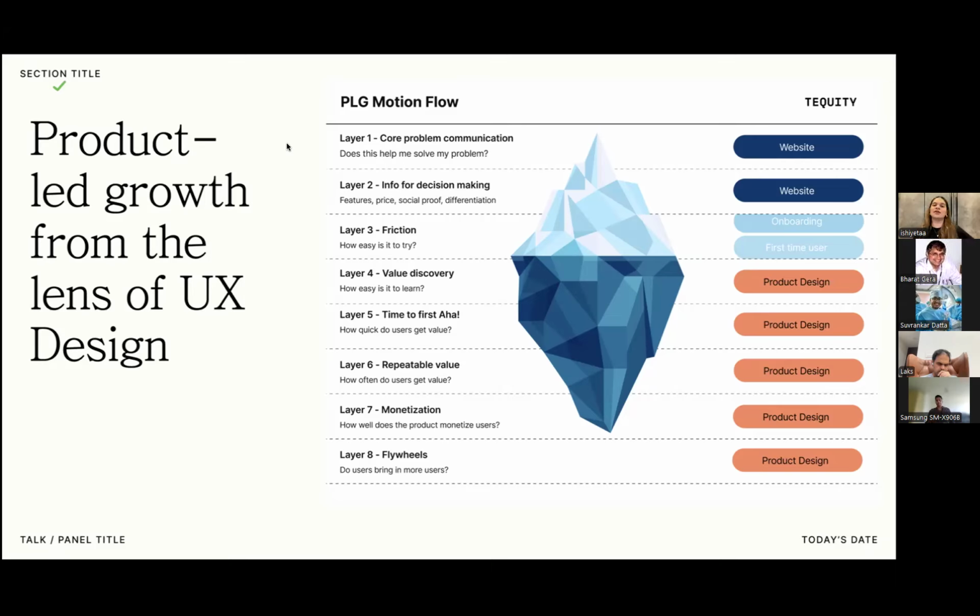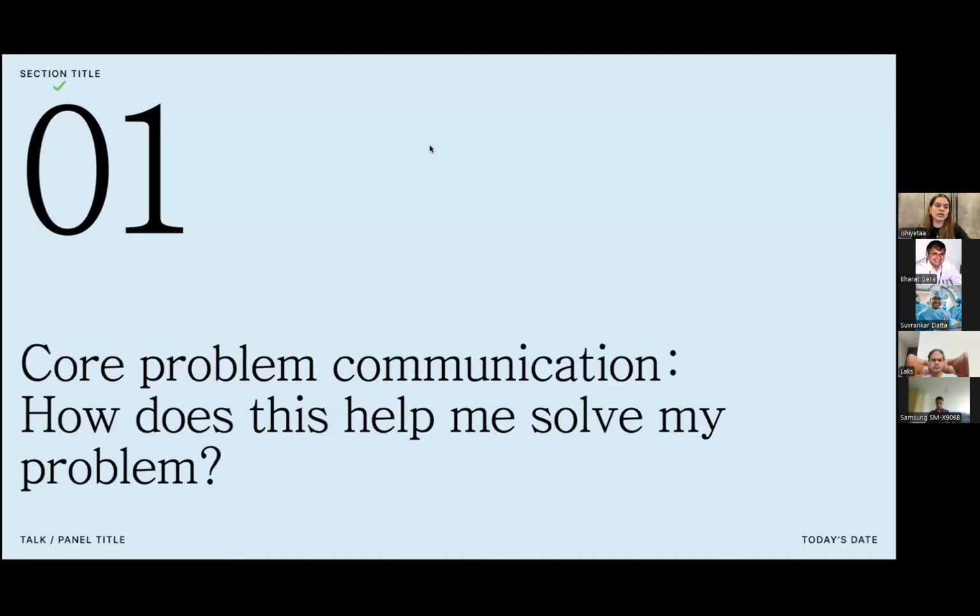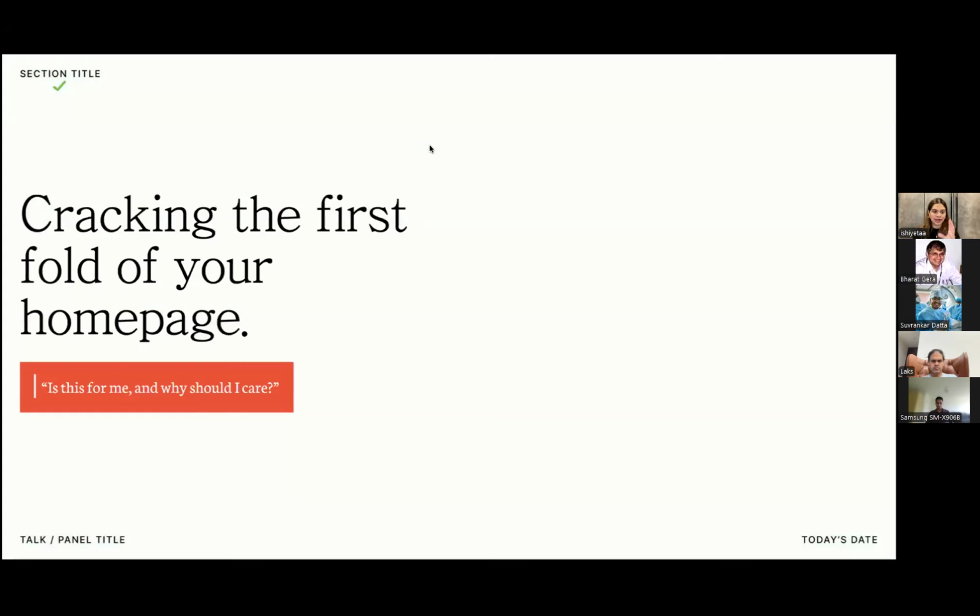Okay. So here you see the layers, and here you see which touch point in your ecosystem sort of caters to it. So any user who first comes to your ecosystem, hears about your brand, will first check out your website. The first layer is called core problem communication. And core problem communication says that a user, when they first land on your website, thinks, how does this help me solve my problem? So cracking the first fold of your homepage is really, really essential, because this is the part where users are asking, is this for me and why should I care?